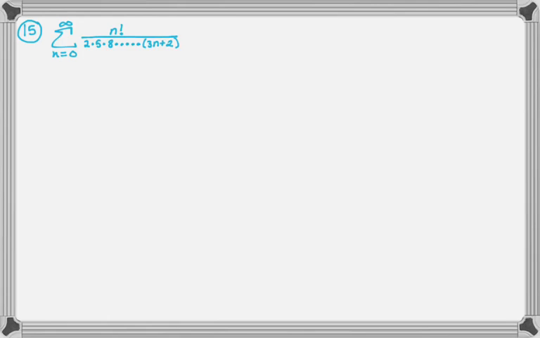Let's look at another one. So here we have the sum from 0 to infinity of n factorial over this weird product. So 2 times 5 times 8 times and so on, all the way up to 3n plus 2. Okay, so there's a factorial, so I'm going to try the ratio test. So that'll be the limit as n approaches infinity of the n plus first term. So it's n plus 1 factorial over 2 times 5 times 8 times, if it's n plus 1, it's 3 times n plus 1 plus 2. So 3n plus 3 plus 2 gives me 3n plus 5. And then times the reciprocal of the original.